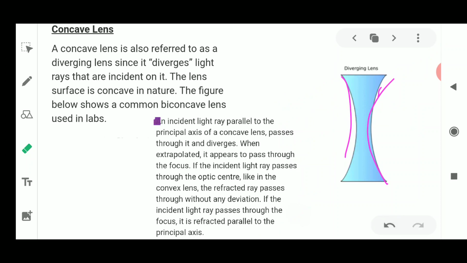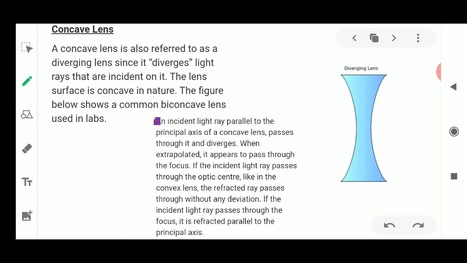So this picture shows you the diverging lens, where the concave lens is also referred to as a diverging lens because it diverges the light. Diverges means it is going to send the light in all directions after refraction, whichever light is incident on it. Now the lens surface is concave in nature. Why is it concave in nature? Because it is bulged inwards. So that is about the diverging lens.